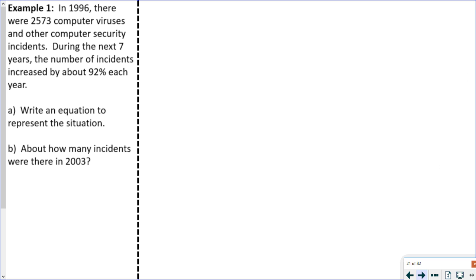Okay, so example 1. In 1996, there were 2,573 computer viruses and other computer security incidents. During the next 7 years, the number of incidents increased by about 92% each year. For part A, we have to write an equation to represent the situation, and for B, we have to figure out how many incidents there were in 2003. First, let's identify if we're using exponential growth or decay. Since it says the number of incidents increased, we're using the growth model.